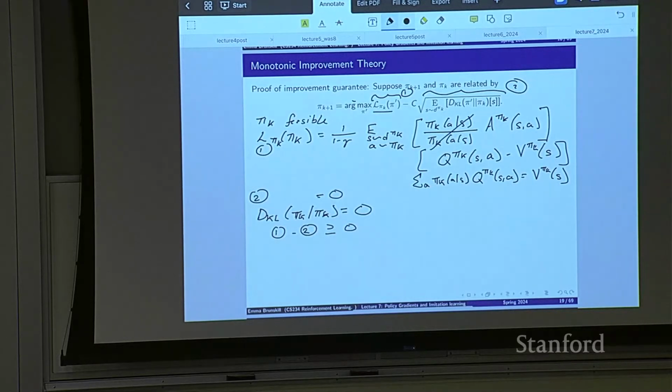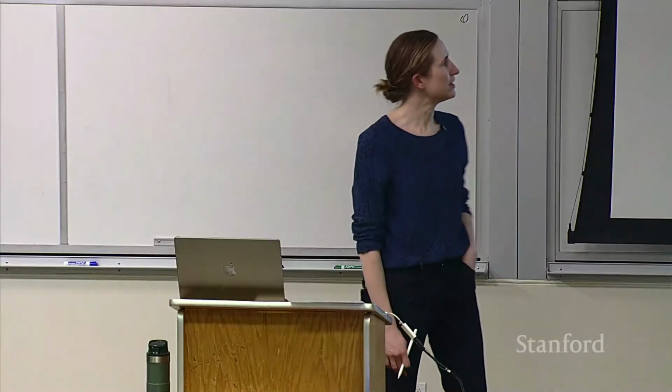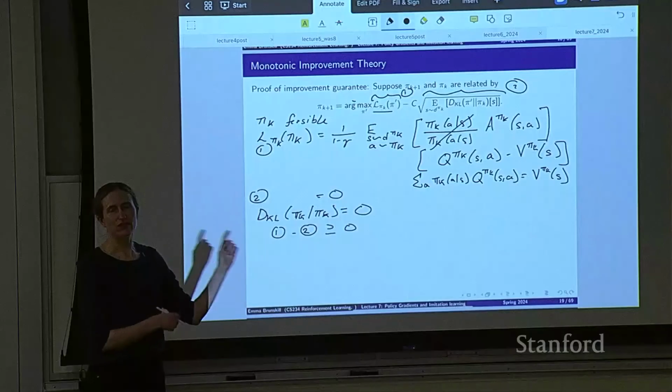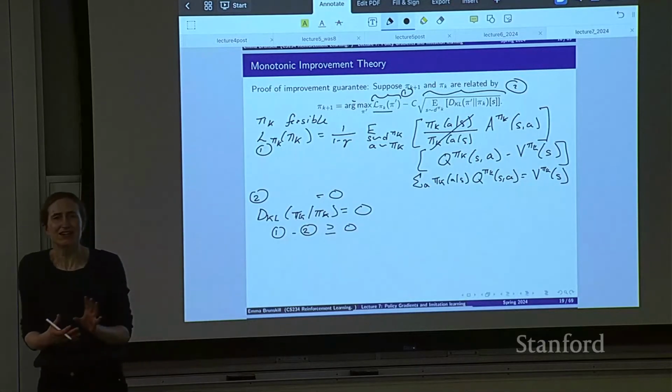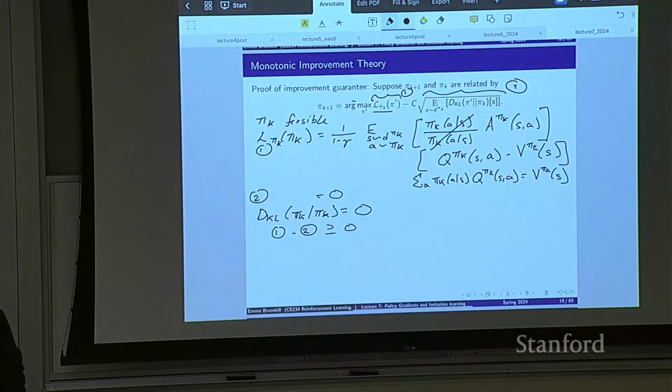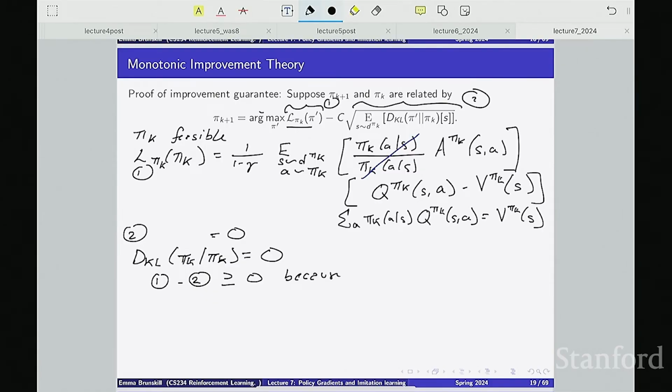Why does 1 minus 2 always have to be greater than or equal to 0? Given the argmax, because we know of a policy that's going to achieve 0 for the lower bound. Exactly, yeah. So pi k is an existence proof that there exists at least one policy for which the right-hand side is 0. We're taking an argmax over the whole policy space. That means the argmax has to have value at least 0, hopefully better. And so that is exactly why. The argmax is at least as good as pi k, so we're trying to maximize that.